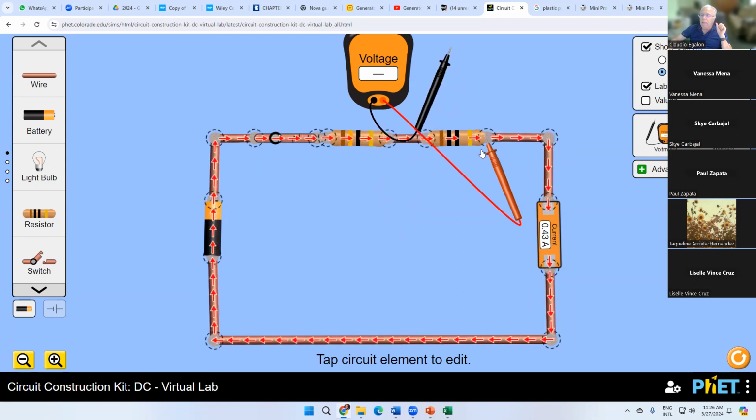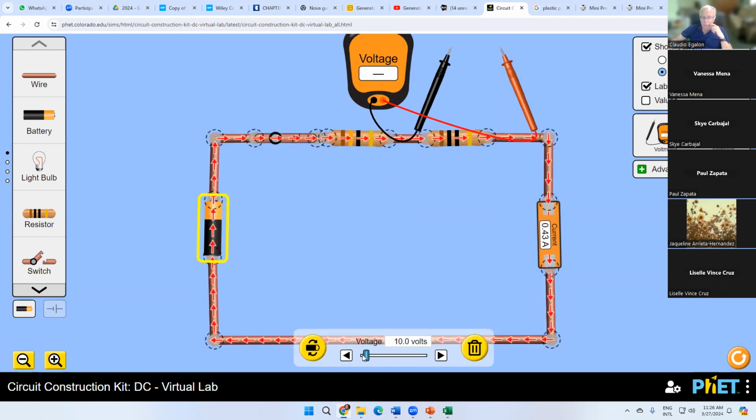Okay, and we adjust this battery from 10 volts to 8. Notice that the current is decreasing. 6.26, 4. Look at the value, and 2.8. That's the procedure. That's the experimental procedure.